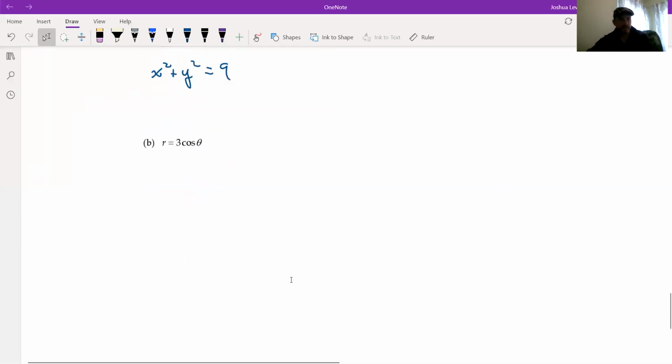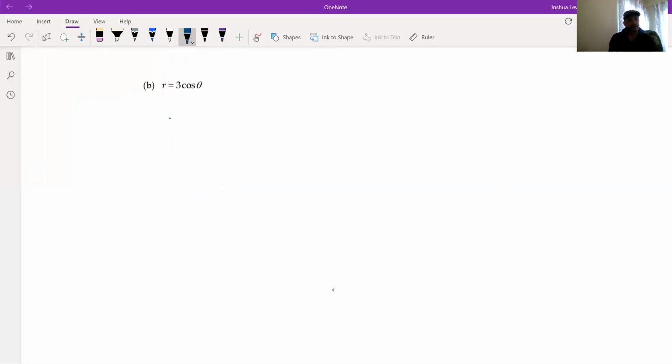Then how about b? r equals 3 cosine theta. Well, I'm going to start with this, r equals 3 cosine theta. And what I'm going to do is multiply both sides by r. And the reason I'm doing that is because, well, 2 reasons. One, r squared gives me an x squared plus y squared. And then r cosine theta I know is x. Okay? So I have x squared plus y squared equals 3x. Okay.